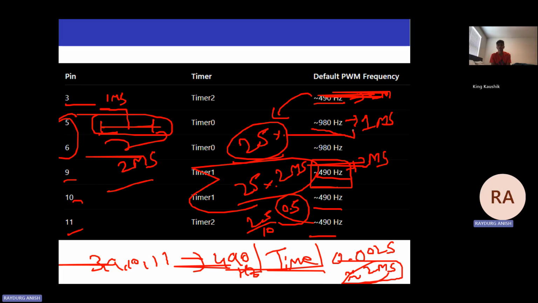Similarly, in the case of 980, it is 0.25 milliseconds. Wait, so for 980 hertz, it's 1 millisecond, right? 0.25. Exactly. So you need to be careful.